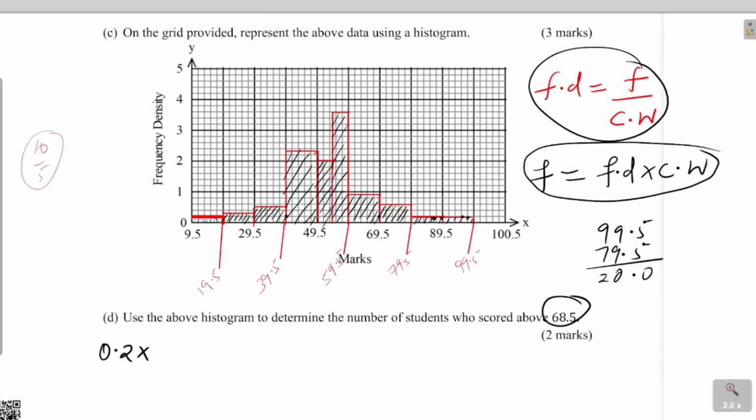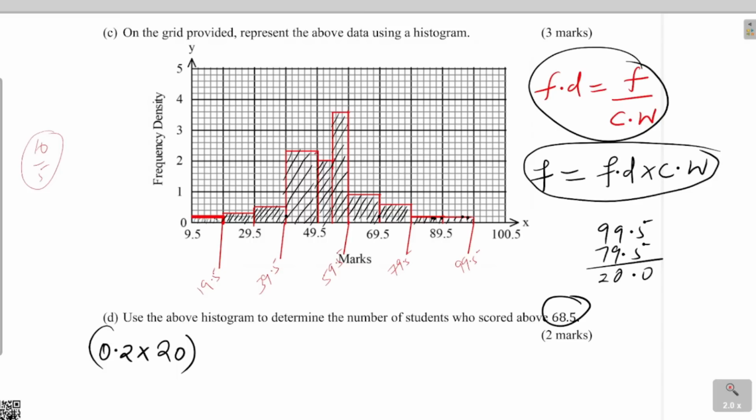You can actually do it from 89.5 to 99.5. You can break it into two, but I have taken it as one because it is uniform. From 79.5 to 99.5, the frequency density is uniform, so the class width there is 20. So that will give the number of students there.